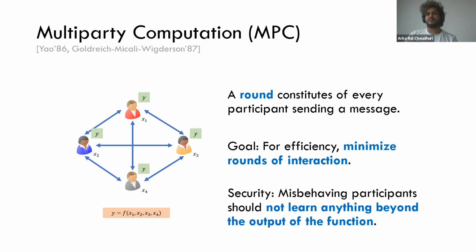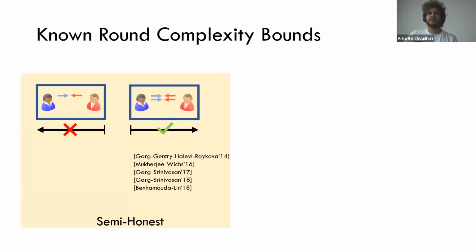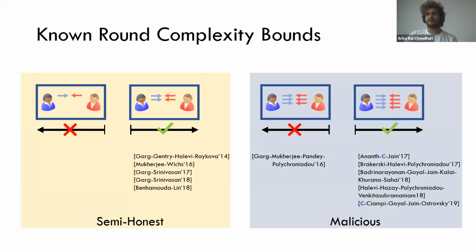Okay, so since we care about round complexity, what do we know about the round complexity of MPC protocols? If we only consider protocols that are secure against adversaries that behave honestly, but just try to glean information from the protocol, these adversaries are called semi-honest. We know we can construct two-round protocols, which are tight. And for the other setting, where the adversary can behave arbitrarily, we know of four-round protocols, which are again known to be tight given three-round impossibilities.